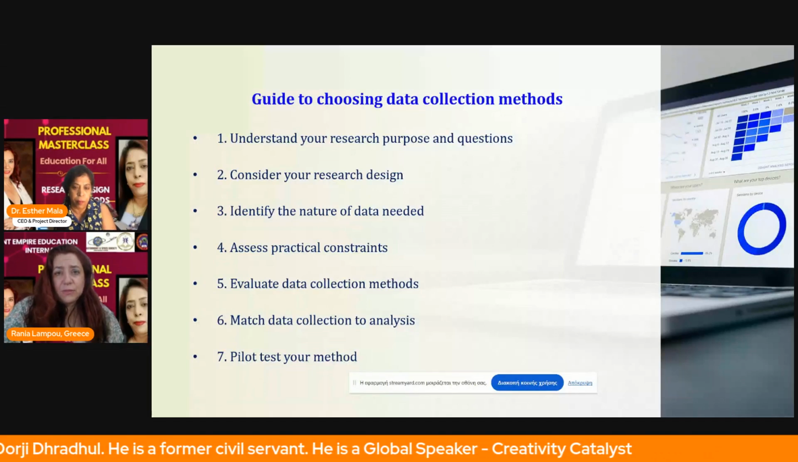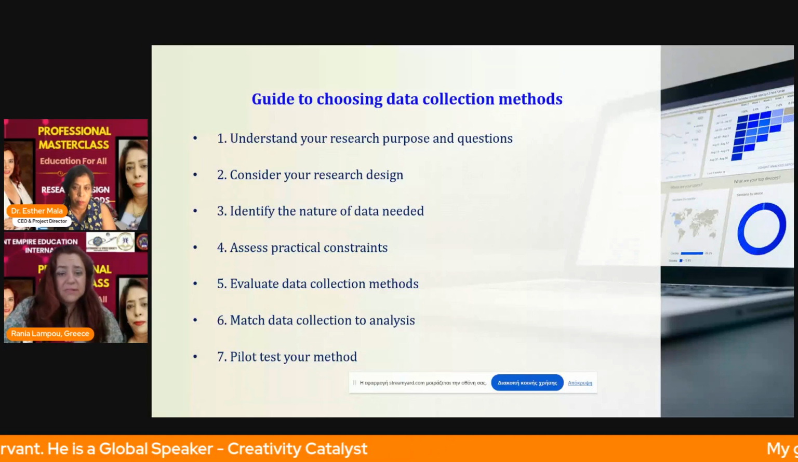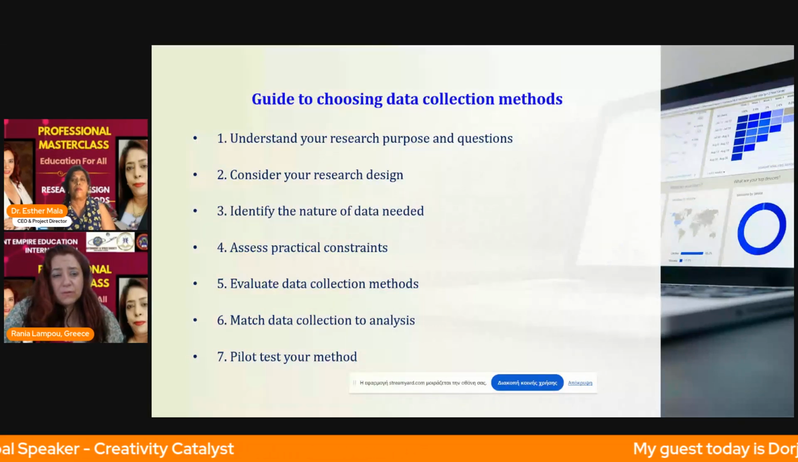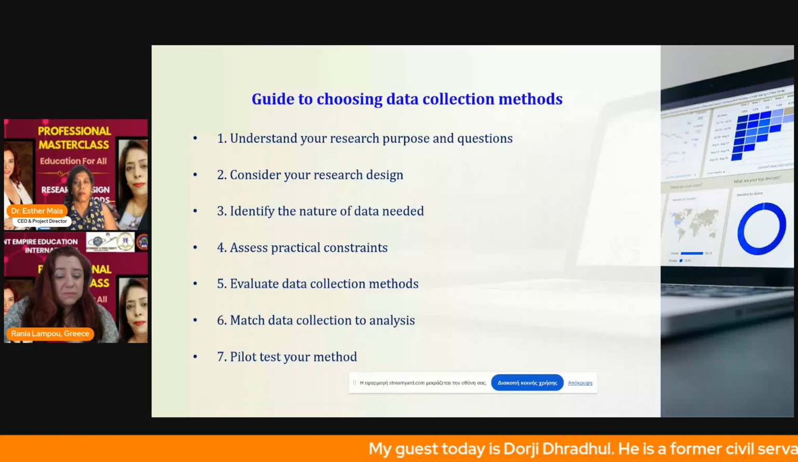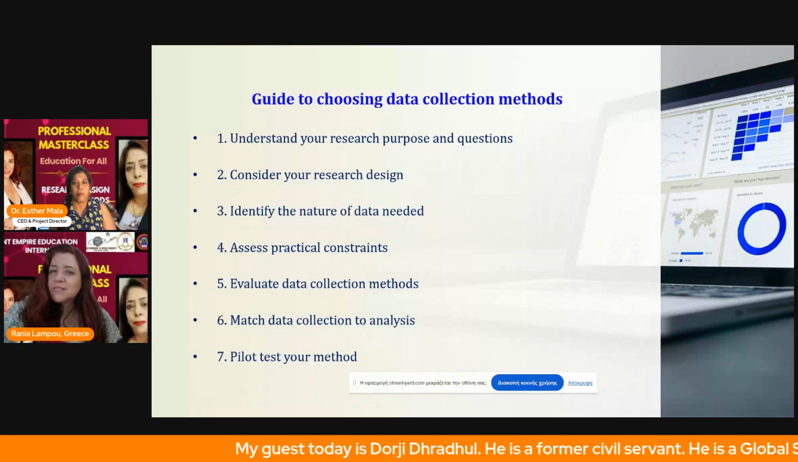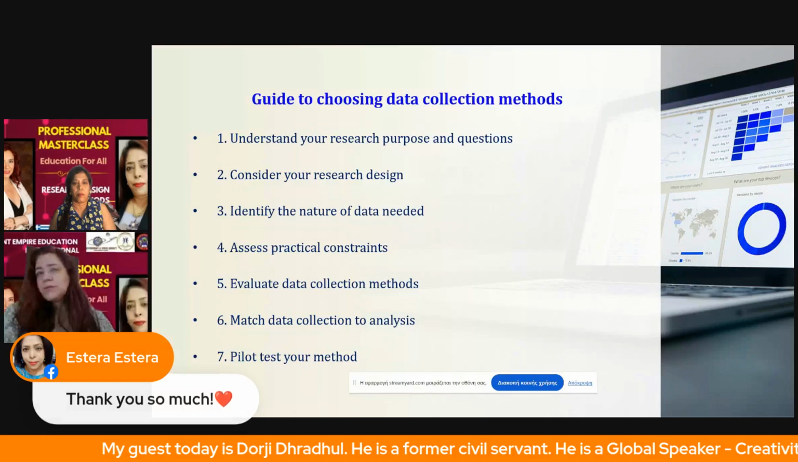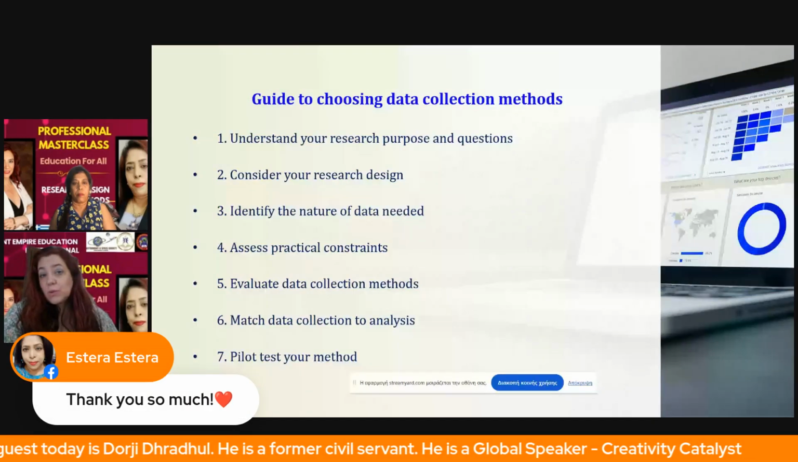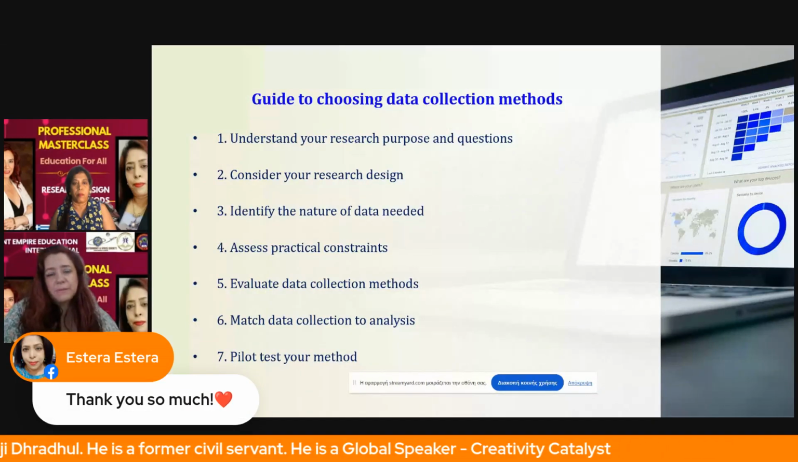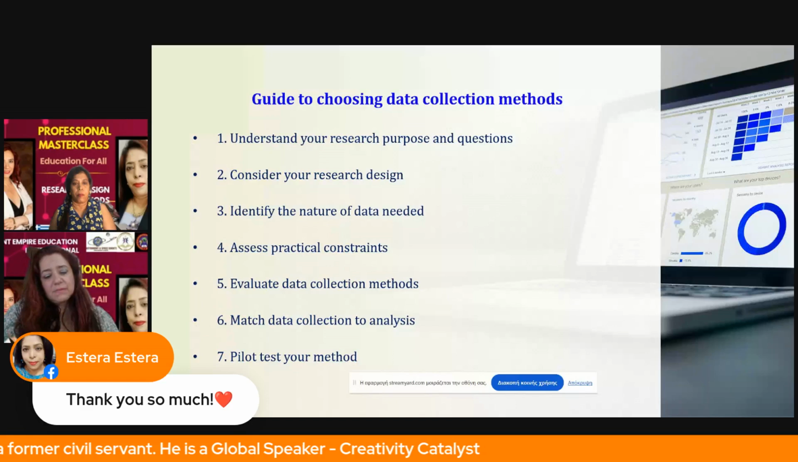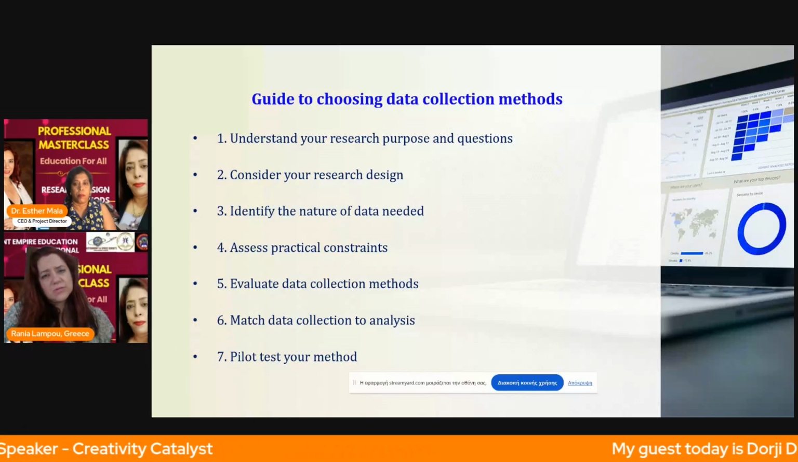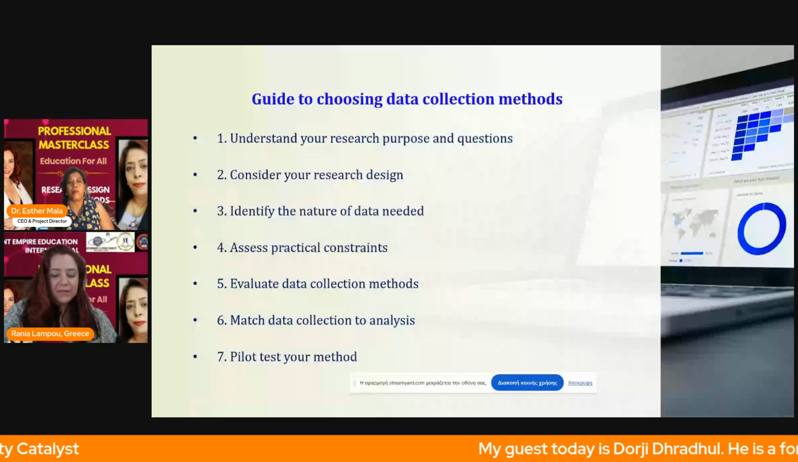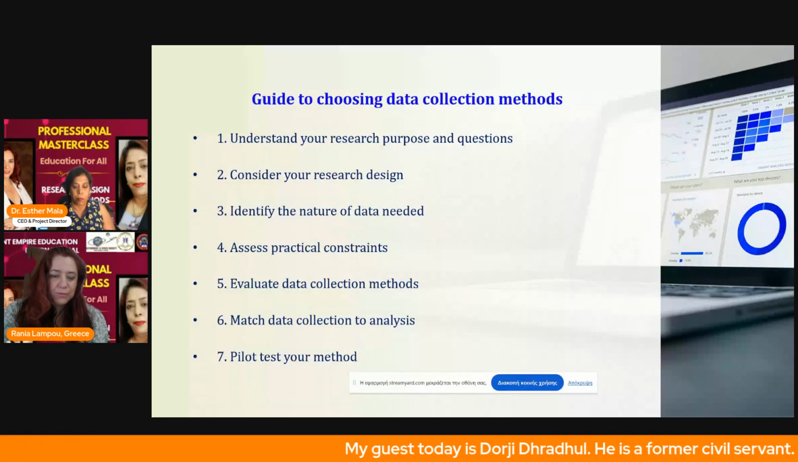Then we need to identify the nature of data needed. For quantitative data, we have numbers. For qualitative data, we have words, narratives, or experiences. Then assess practical constraints. The time: some methods take longer, for example the interviews. The resources: we need to check our budget, our equipment, our personnel availability. The accessibility: can you reach your target participants easily? And ethics, because sensitive topics may need confidential or anonymous methods.